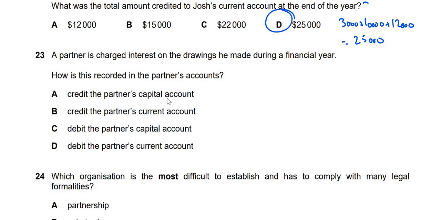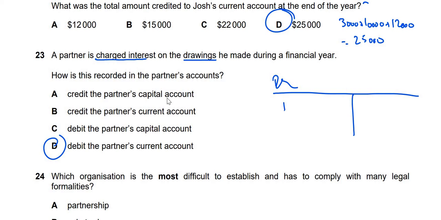Next question says a partner is charged interest on drawings he made during the year. How is this recorded in the partner's account? So look, credit the partner's current account, debit the partner's capital account, debit the partner's. So look, if you make the current account, we always write it on the debit side, interest on drawings over here. Alright, so the answer is D.